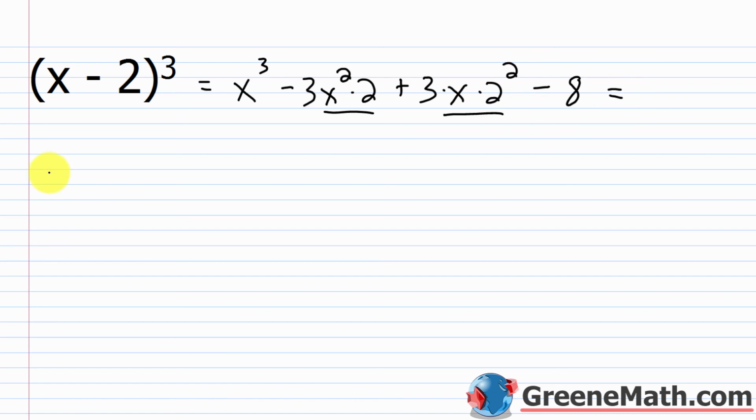So we have x cubed minus 3 times 2 is 6. 6 times x squared is 6x squared. And then plus 2 squared is 4. 4 times 3 is 12. 12 times x is 12x. And then minus 8. We're done, okay?